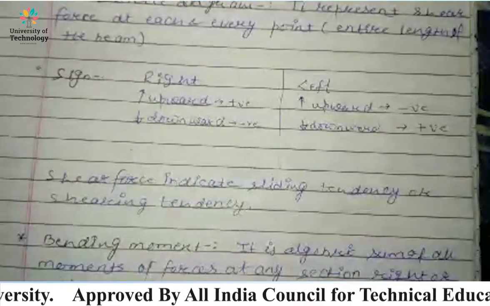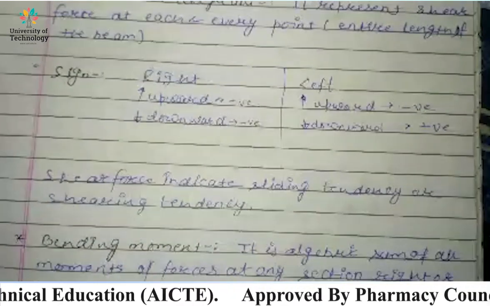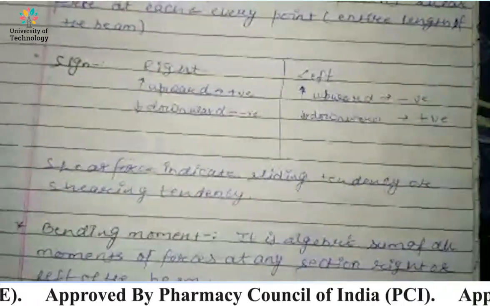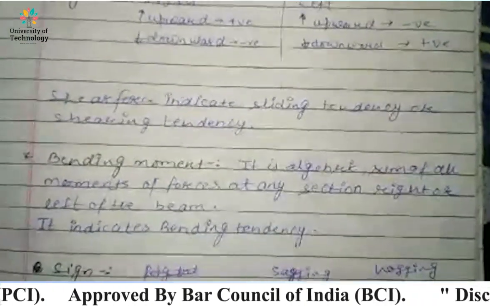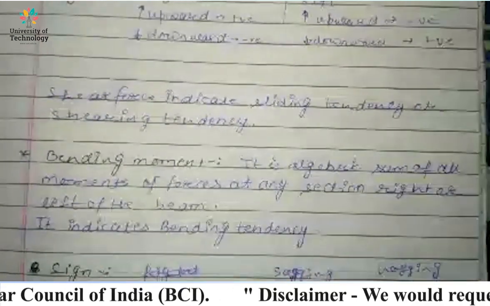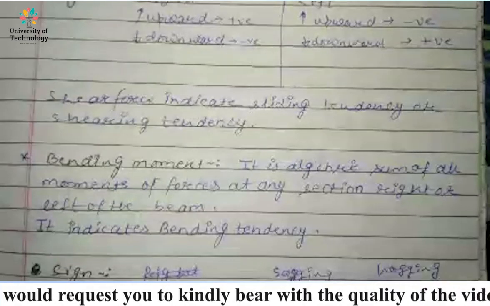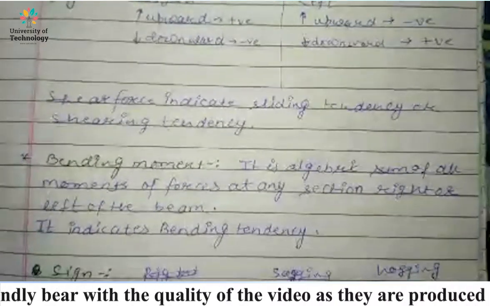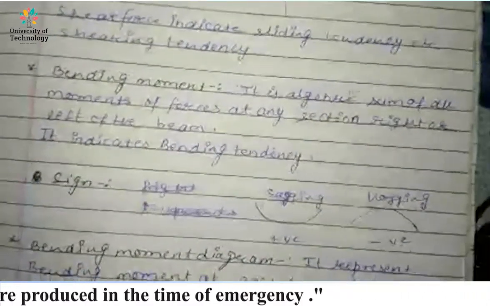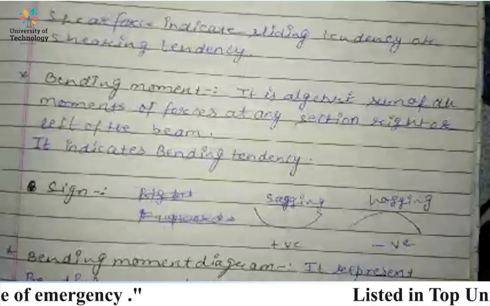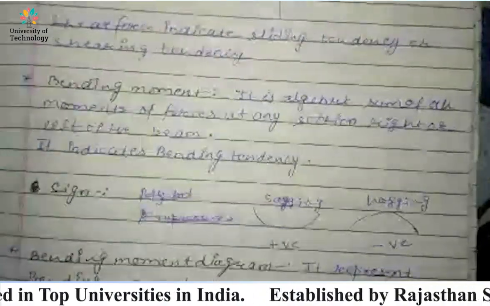Shear force indicates sliding tendency or shearing tendency, right? And about the bending moment diagram, it is the algebraic sum of all moments of the forces at any section, right or left, of the beam. Bending moment means all the moments should be equal to 0. It indicates bending tendency. And the sign is, if we go left to right, that sign is positive, and if hogging, that is negative.